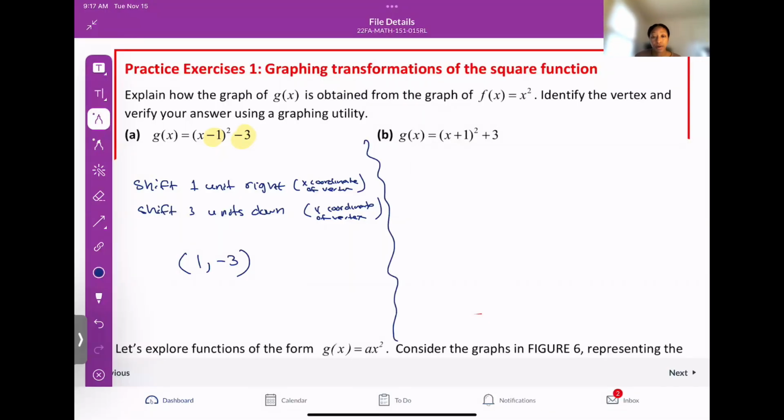Using that same idea for part B, we have g of x is equal to (x plus 1) squared plus 3. All right, the plus 1, the x being added to the 1, tells us that we want to shift 1 unit to the left. And then we're going to shift the plus 3 units up. So 1 unit left and 3 units up. That would give us a vertex at (-1, 3).